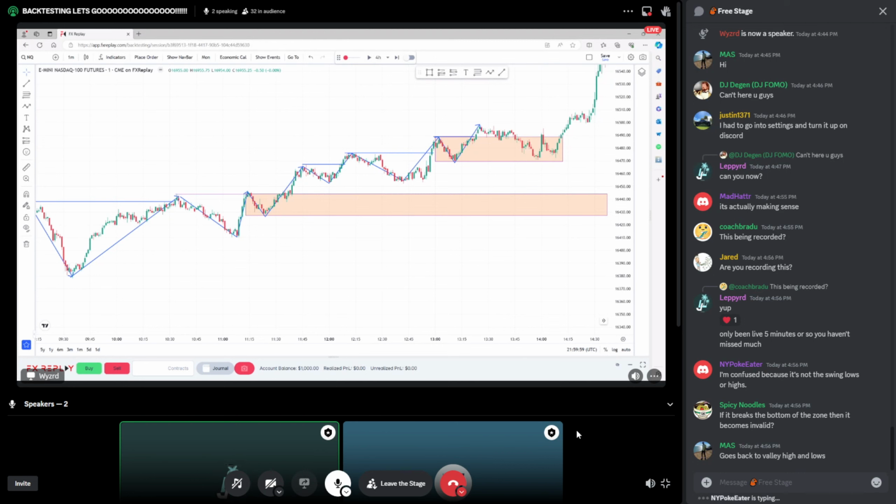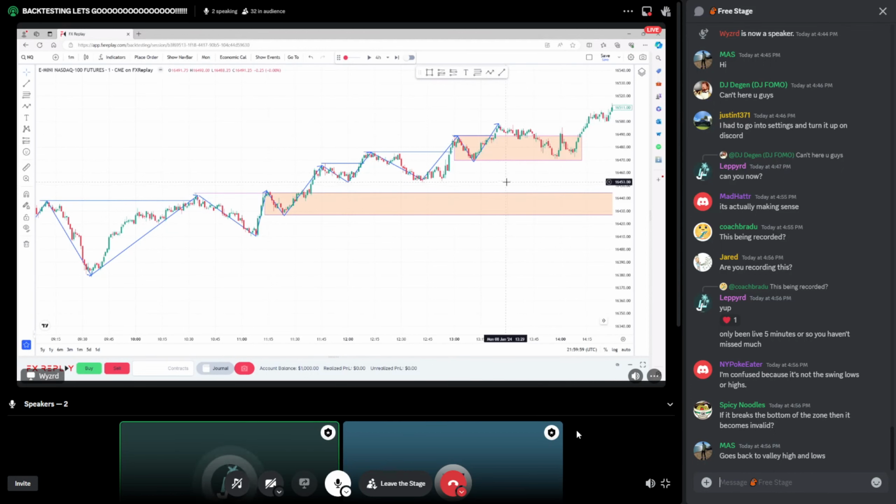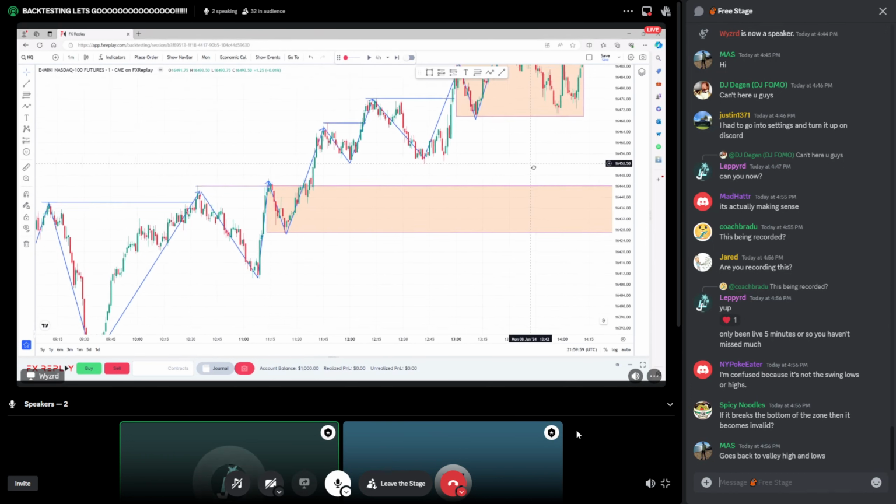So spicy, it has to close below the zone. It can wick below it, but it needs to close below. Why? Because once you get a close below, then it's your break of structure down, and you definitely don't want to be in that long anymore. You can wick below it and sweep liquidity, but if it doesn't close, that's not a break of structure, and the market structure is still bullish on that time frame.